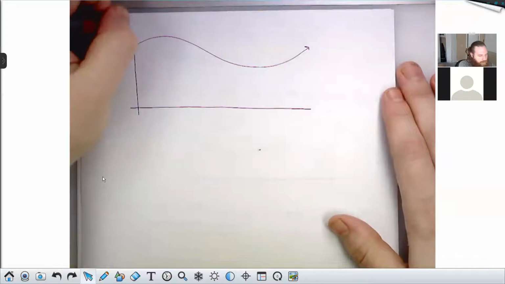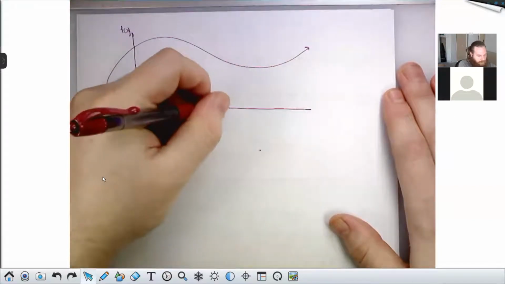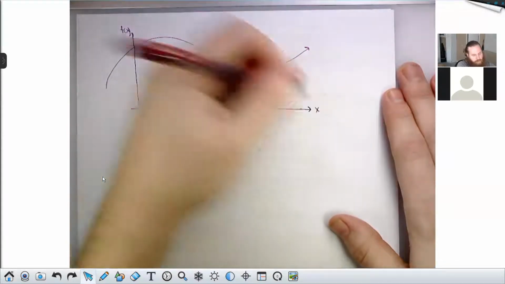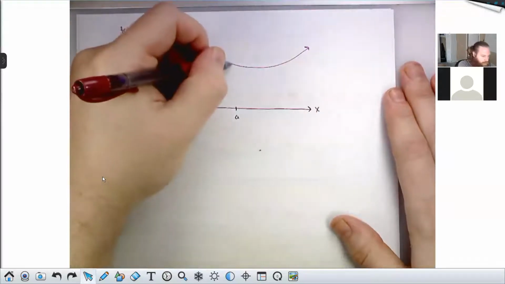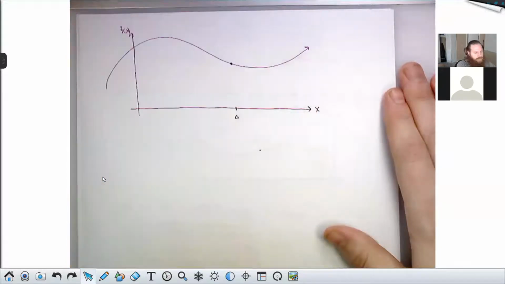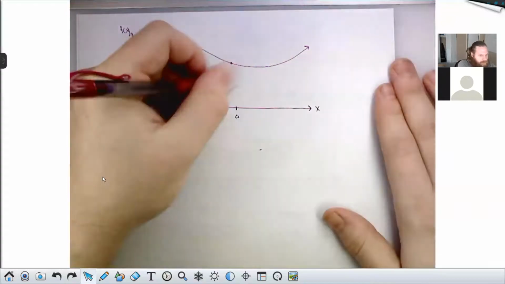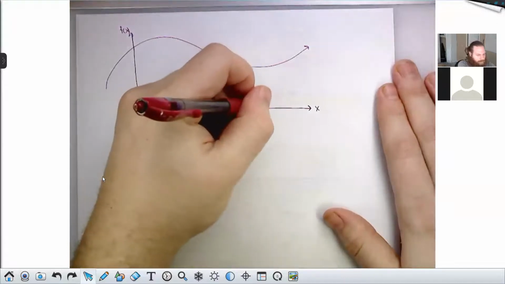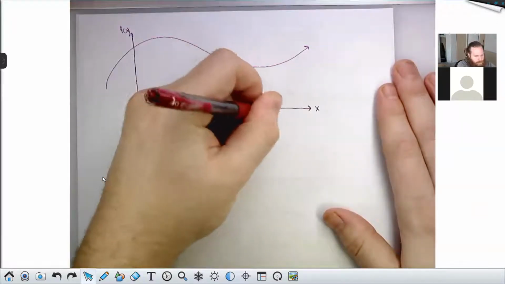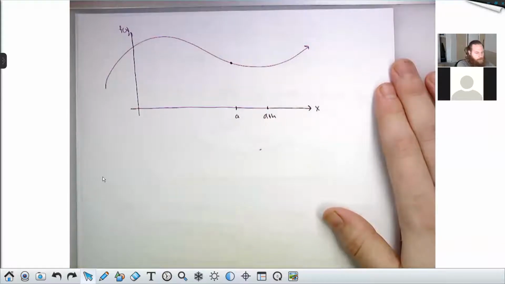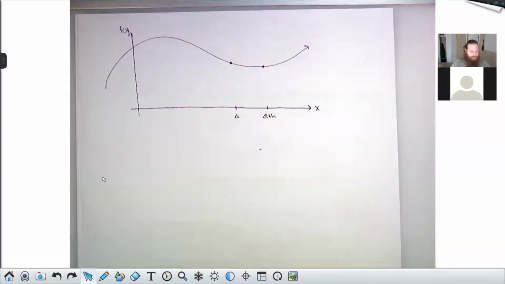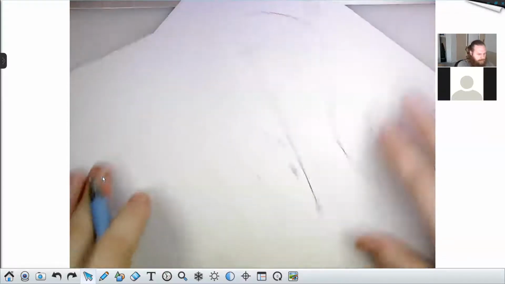So here's my curve f of x again. And here's my x value a. What I want to do to find that tangent line, I look just a little bit away from a. I move away from a over here to a plus h, and I form what's called a secant line by connecting the two points on the graph here.